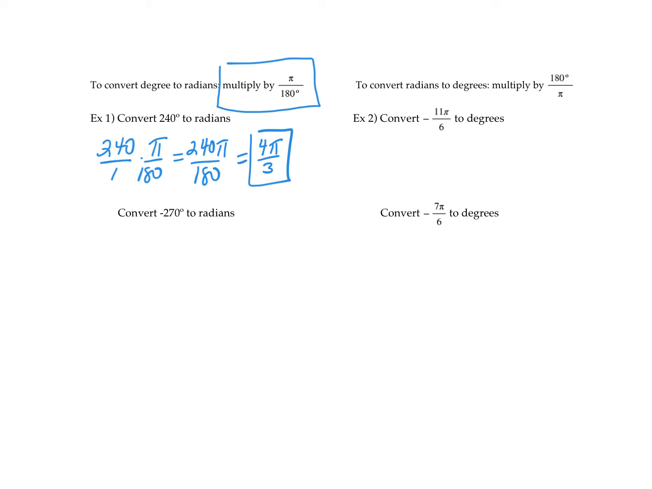And if you think about it, 240 degrees is a multiple of 60. Pi over 3 is the radian measure for 60 degrees. 4 times 60 is 240.